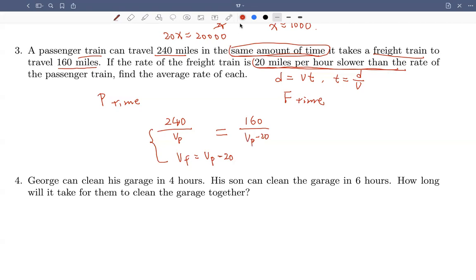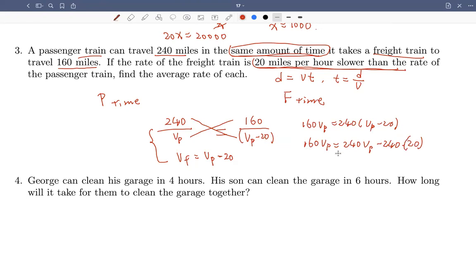We could do cross multiplication. So I multiply 240 with VP minus 20. That equals VP times 160. So 160 VP equals 240 times VP minus 20. Then on this side, we get 240 VP minus 240 times 20. Maybe I use parentheses, multiply by 20. I'm not multiplying them out in the hope that in the future I can do some cancellations.